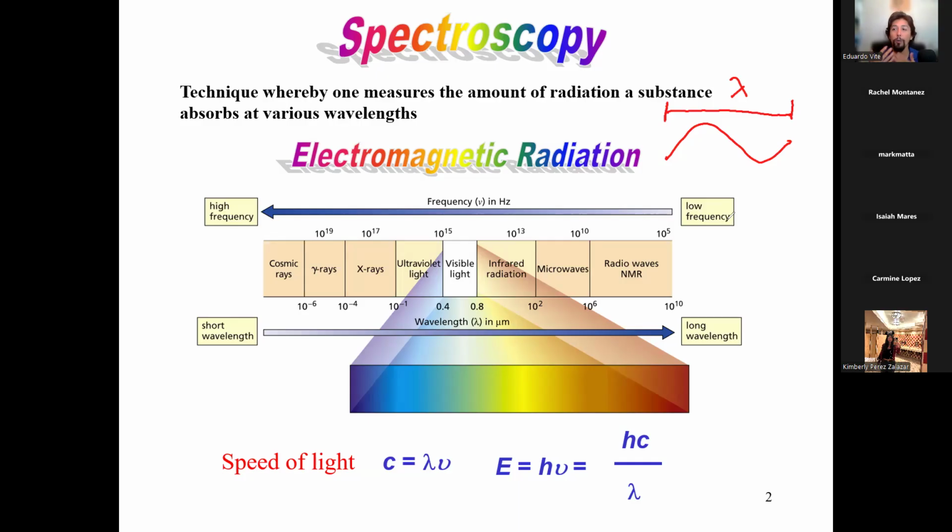And then even lower energy and longer wavelength than infrared radiation are microwaves. Microwaves, because usually they're starting from micrometers to about meters. And these are the ones that we use at home.